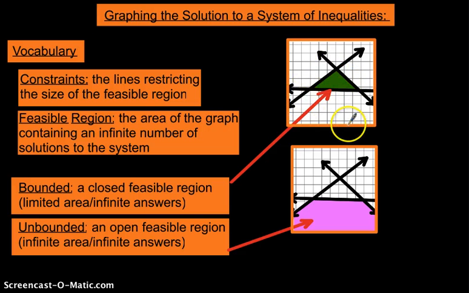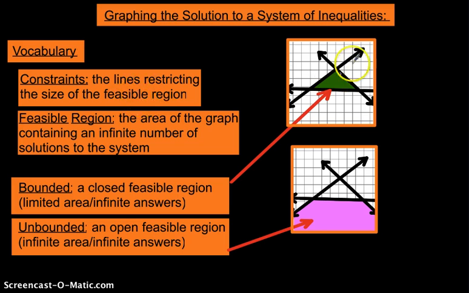bounded region there. An unbounded region is one more like the purple one down here at the bottom, where now there's an infinite amount of area and an infinite number of answers because there's no closed side. That purple region is bounded on the top and on sort of the top left and top right, but it's infinitely extending downwards. There's no limitation on the bottom. So that is an unbounded region.